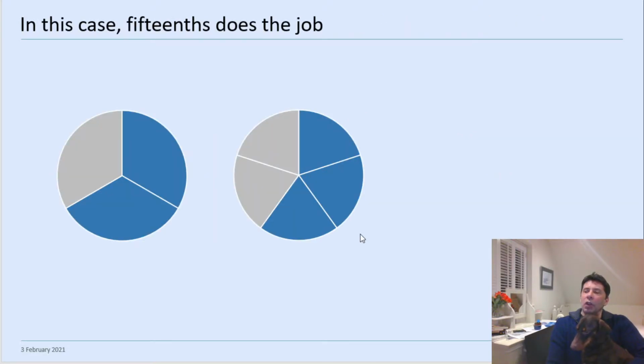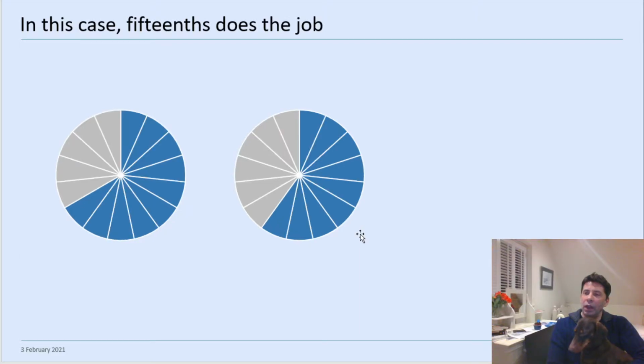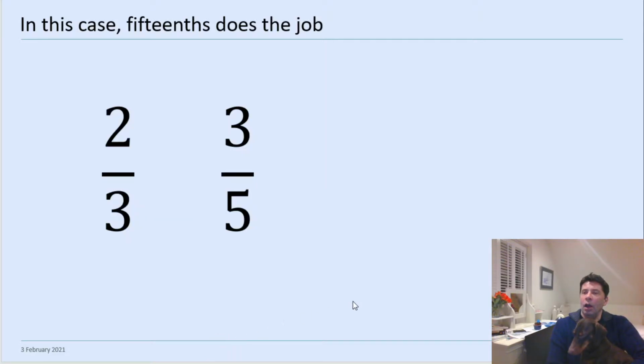So in the case of thirds and fifths, 15ths does the job. And again, I'm going to draw a picture. There are the 15ths which have appeared on the diagram. So now we can see 2/3 in 15ths. We can see 3/5 in 15ths. We could count them up. We're also going to do it mathematically. Well, we're going to do it using numbers.